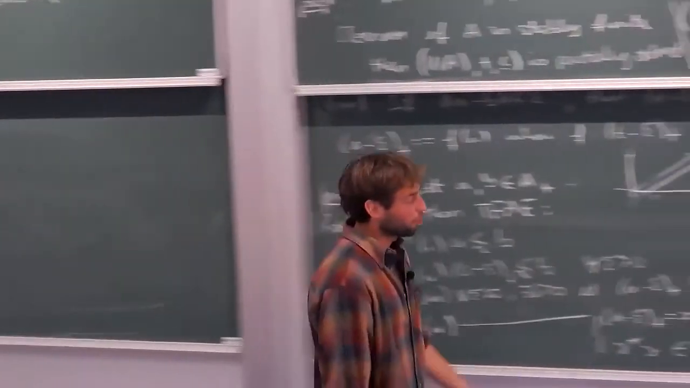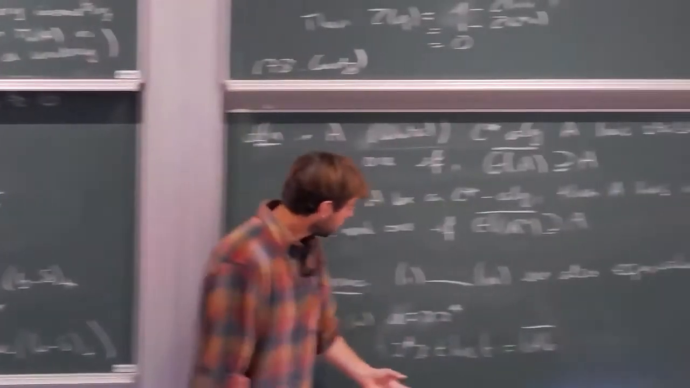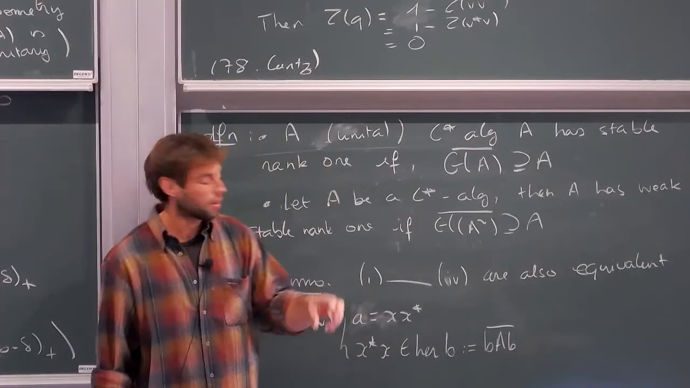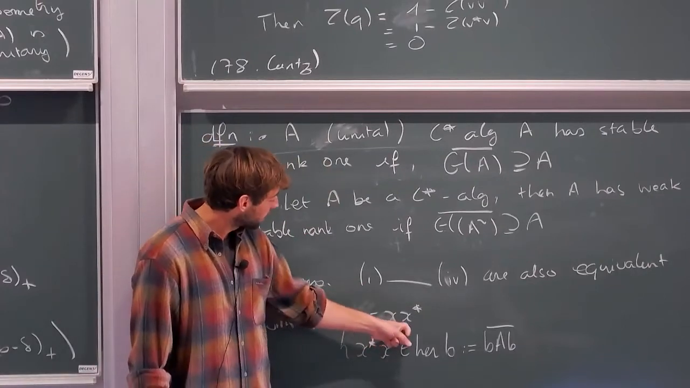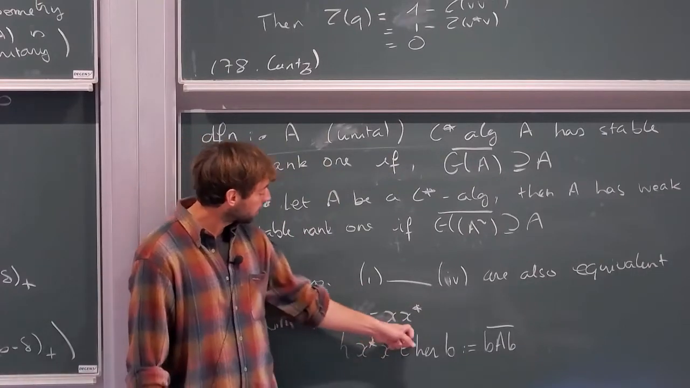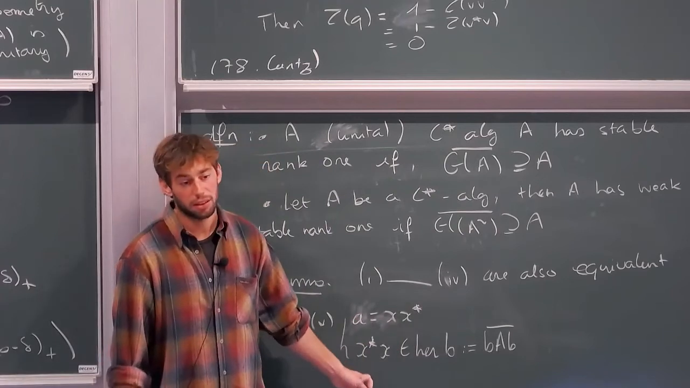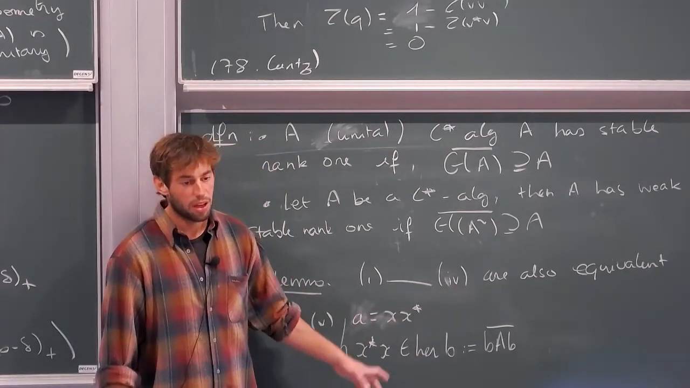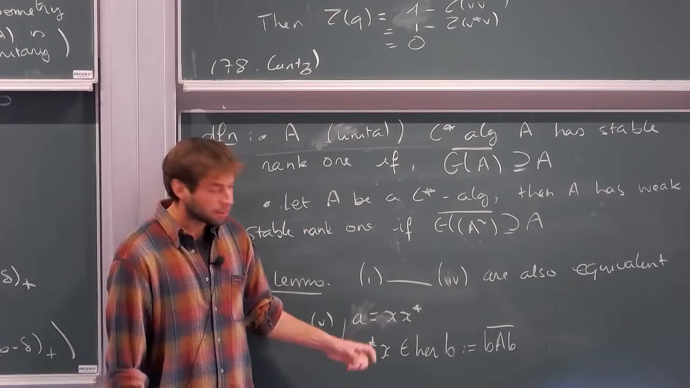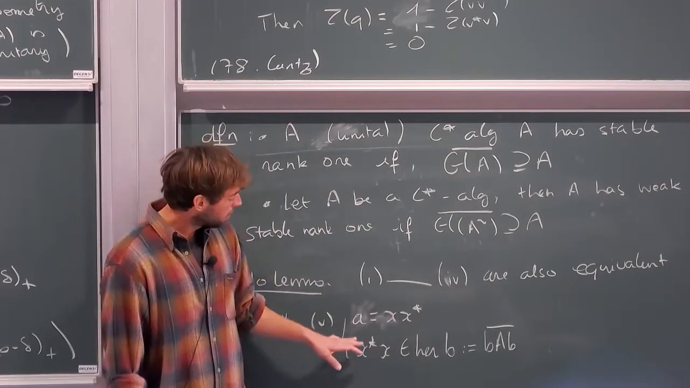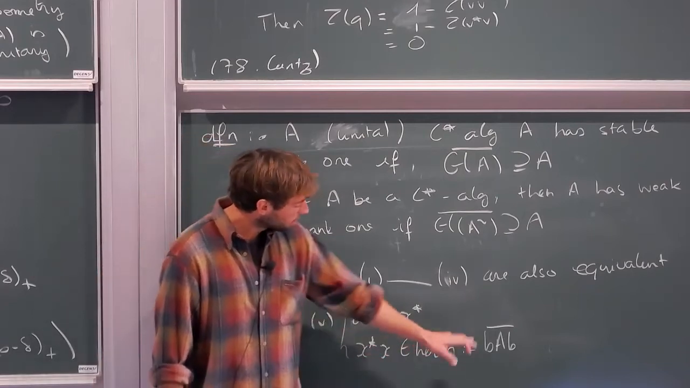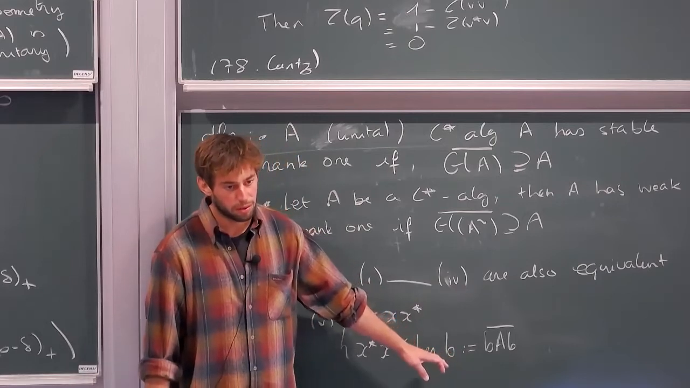There is something in between the Blackadar relation that is a bit stronger than this. I think the strongest is that A can be written as XX star and B can be written as X star X. This is the strongest. There is another one, and I think it's the Blackadar one: the hereditary subalgebra of A sits inside the hereditary subalgebra of B.